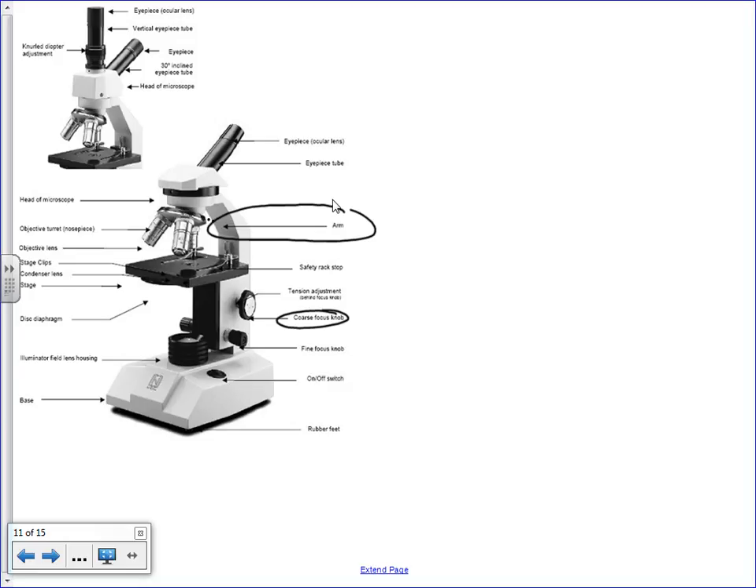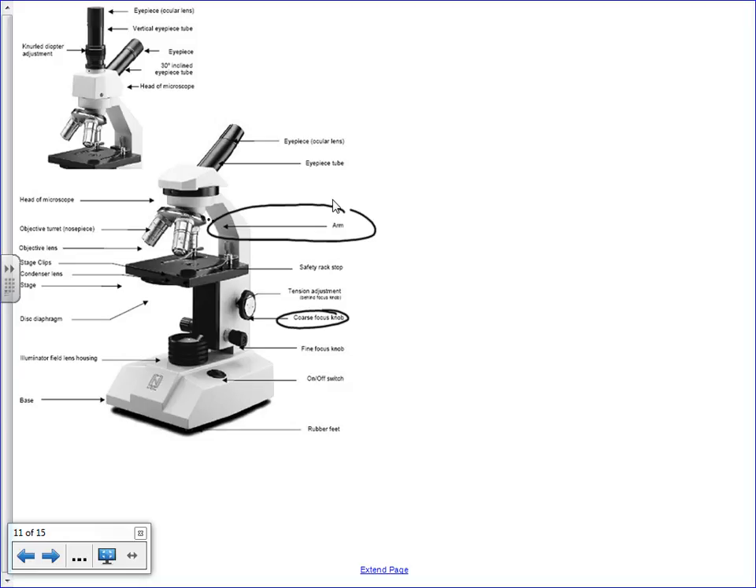The fine focus knob, you can spin and spin and spin, and it almost never stops, okay? It moves the stage very, very little. In other words, it allows you to very finely focus something, whereas the coarse adjustment knob is very quick, right?